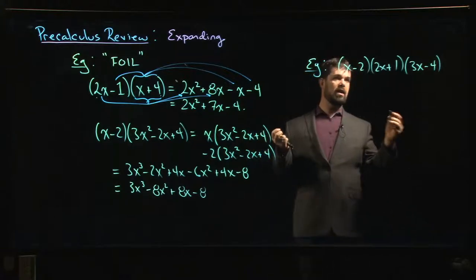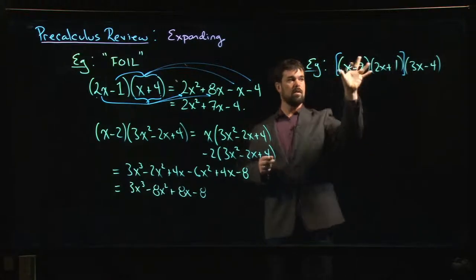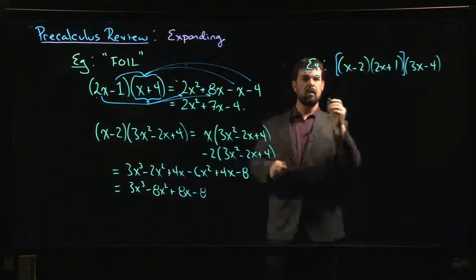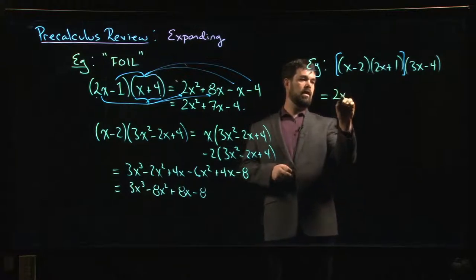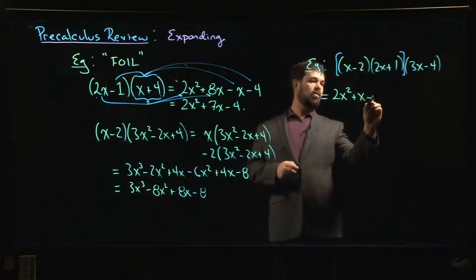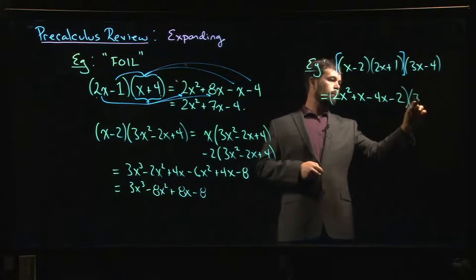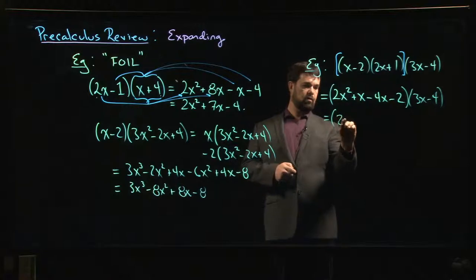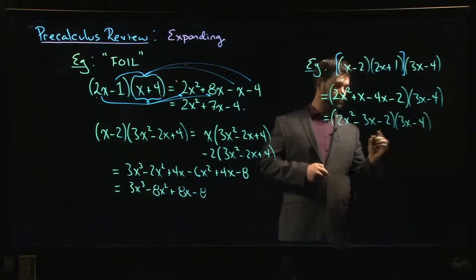So why don't we decide that we want to group the first ones together, right? So then we're going to do the multiplication inside the larger brackets first, then we're going to deal with that last term. So then what we get is, so x times 2x, 2x squared, x times 1. You'll notice I'm guilty of actually using FOIL here. Minus 2 times 2x, minus 4x, minus 2 times 1, minus 2, times 3x minus 4. Probably you want to simplify this before you multiply it all out. So 2x squared minus 3x minus 2, times 3x minus 4.